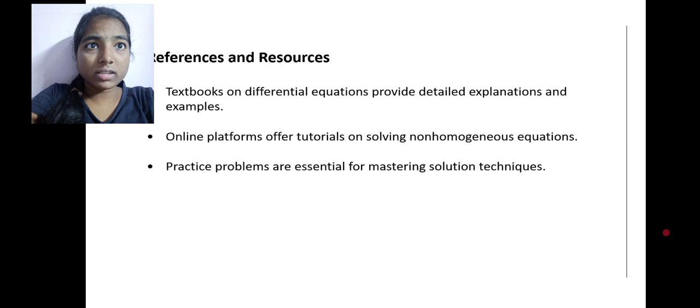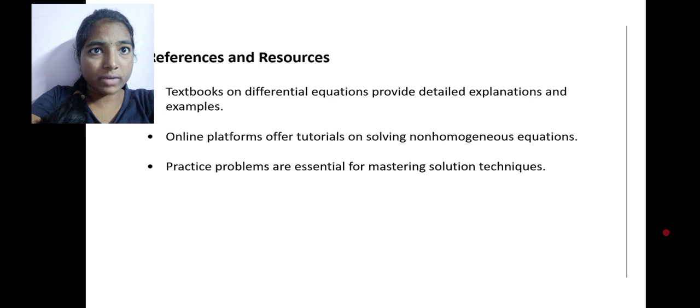And what are the references and resources? Textbooks on differential equations provide detailed explanations and examples. Online platforms offer tutorials on solving non-homogeneous equations. Practice problems are essential for mastering solution techniques.